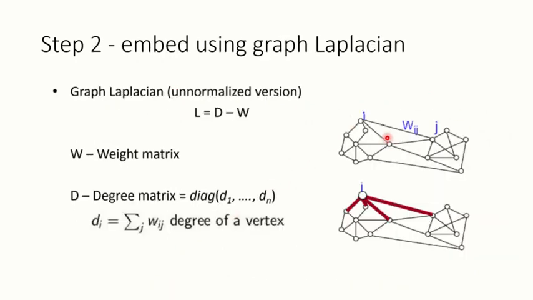So once you have this W for all the nodes, then you find the degree, the summation of all the weights for each node. Once you have D and W, you compute the L matrix. That's just the difference between D and W.